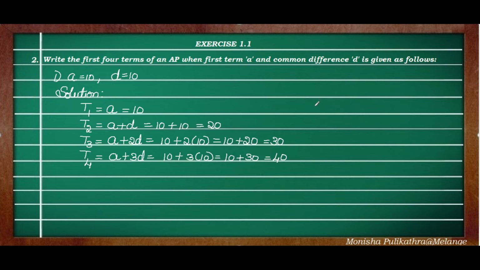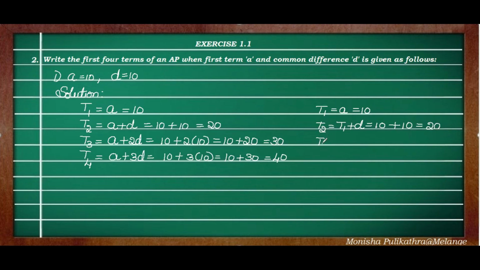There is one more alternate method which I will give you here. Here T1 is the same. T1 is also equal to A. Therefore T1 will be 10 itself. T2 is equal to the previous term T1 plus common difference. In the first method or in this alternate method also you can do, both will fetch marks for you. So T1 is 10 plus common difference in the question is 10, so that is equal to 20.